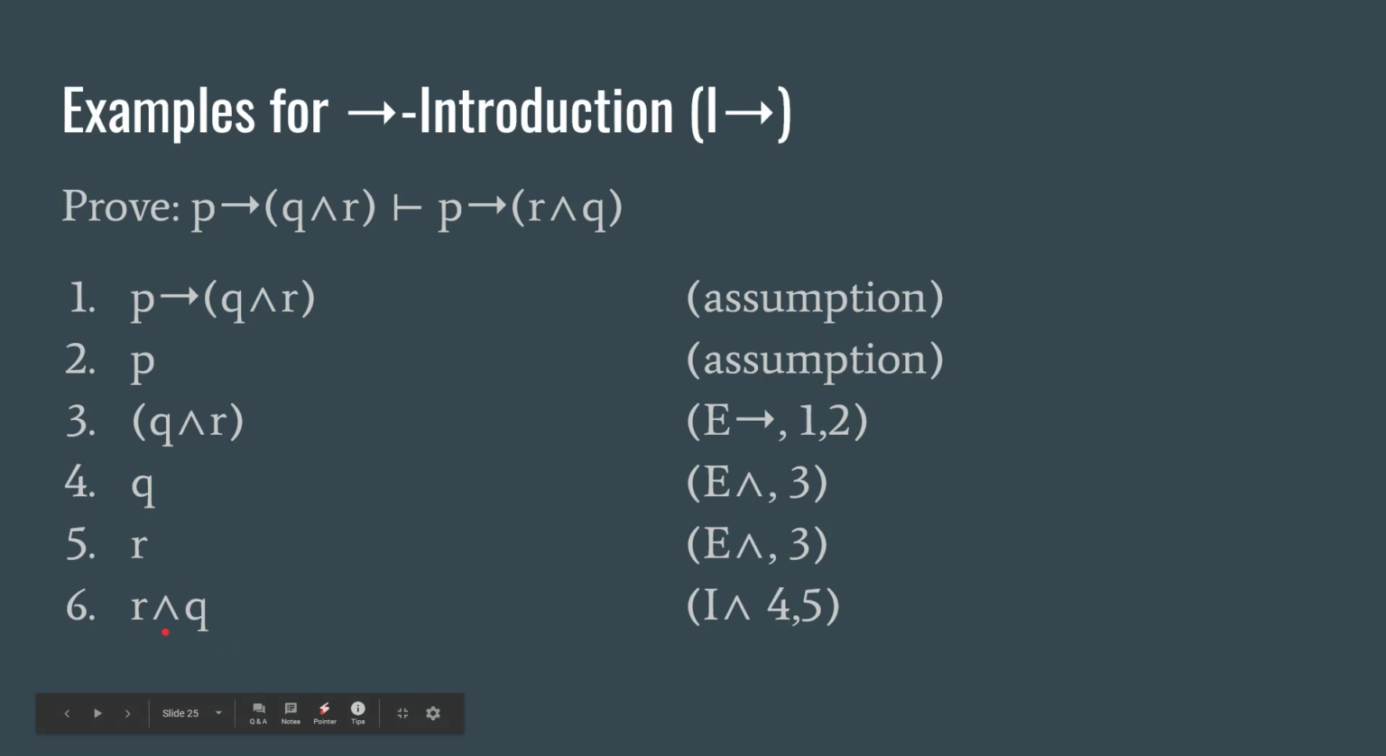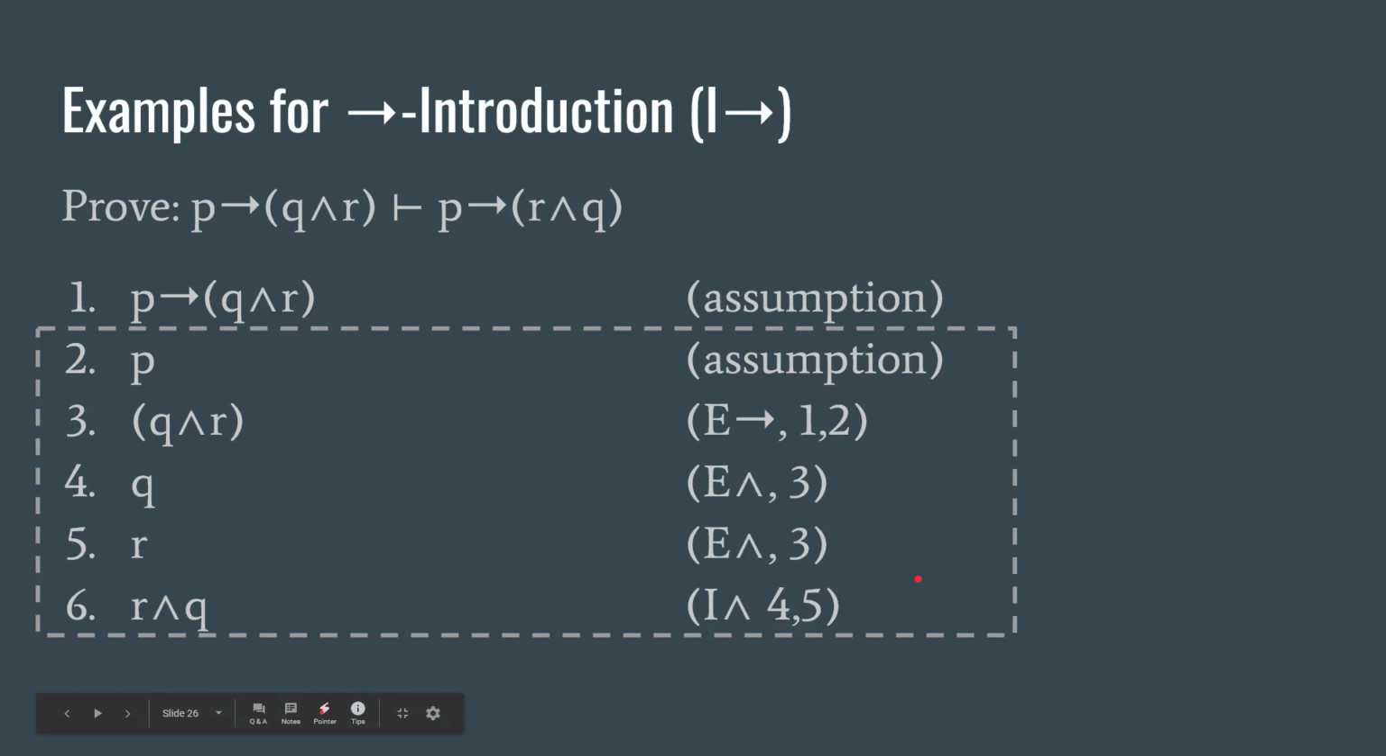Again, with a conjunction, it doesn't matter. Notice that Q came first on line 4, R came second on line 5, but that doesn't matter. We can conjoin them in either order we want. So what we've done is unlock Q and R from their logical connectives and then reorder them, and that's perfectly okay to do. Now, this is the important part.